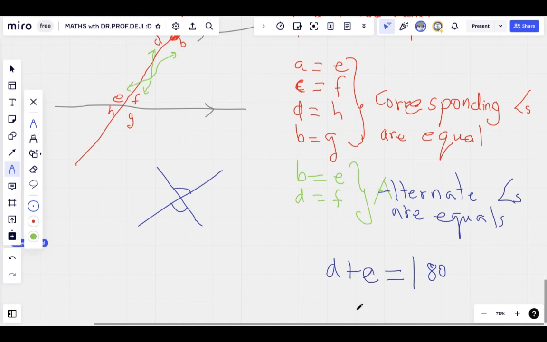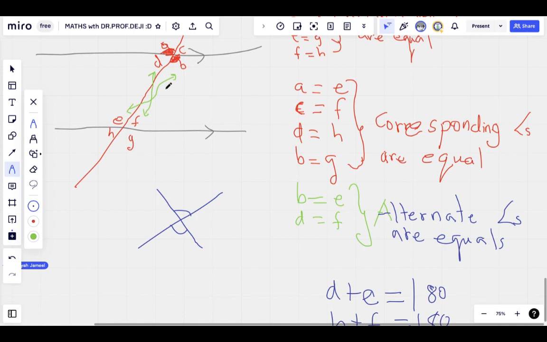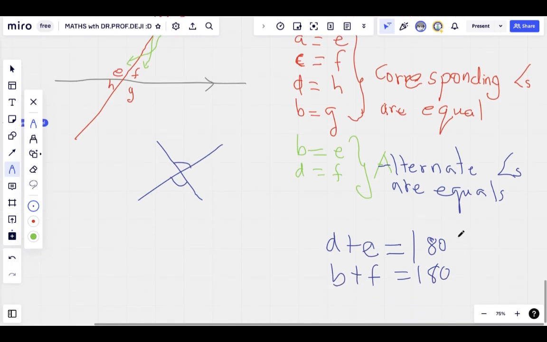And also B plus F add up to 180. They are both inside and they are on the same side. Inside and on the same side, B and F add up to 180. This B plus this F add up to 180. And E and D add up to 180. Okay, so these are the basic things you just need to know as far as these parallel lines are concerned. The next is for us to solve problems.